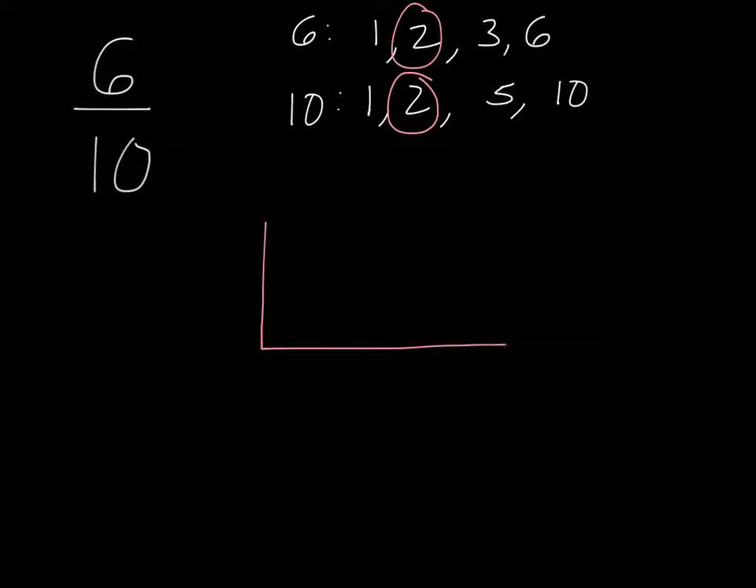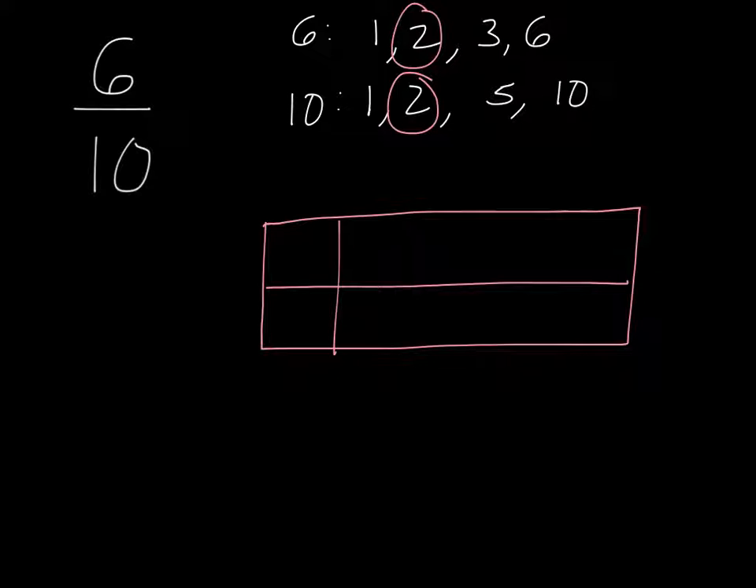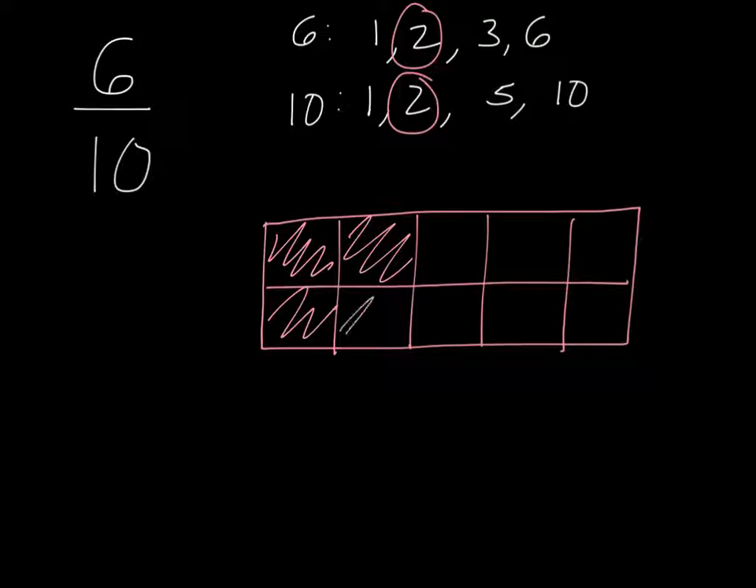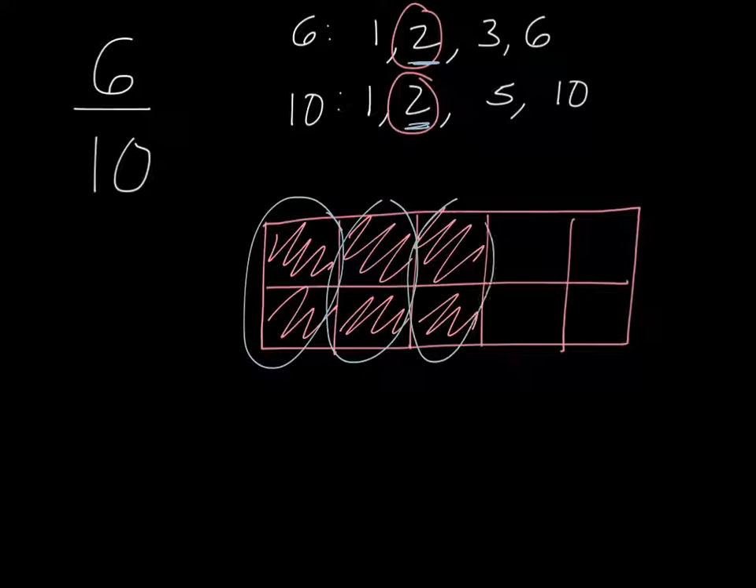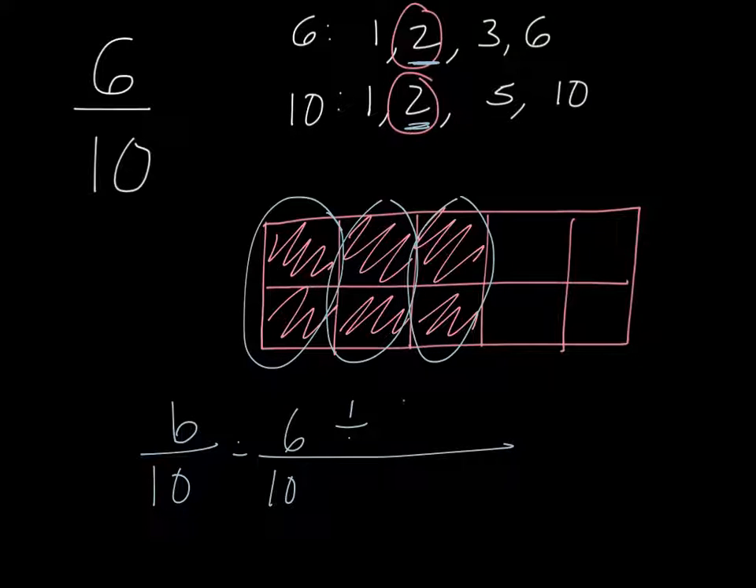So again, I'll draw my area model. And I'm going to make 10 equal groups. Okay, so since my denominator was 10, I've got 10 groups. And I'm going to color in 6 of them. 1, 2, 3, 4, 5, 6 to represent my fraction 6/10. Now, since my factor that I had in common was 2, I'm going to make groups of 2. 2, 2, 2. And if I take my original fraction, 6/10, I'm dividing the 6.